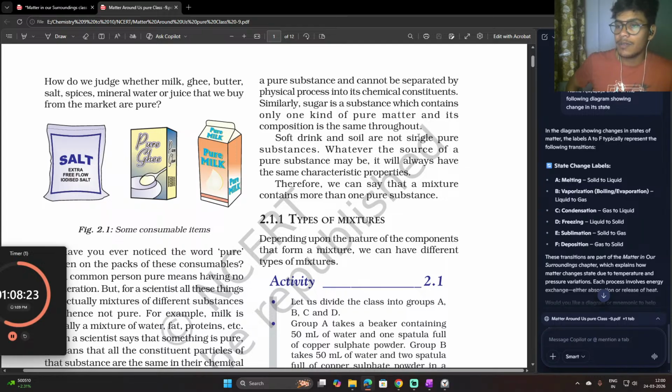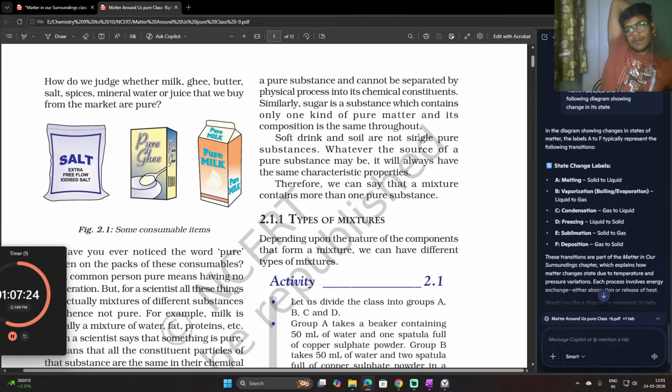Whatever the source of a pure substance may be, it will always have the same characteristic properties. So therefore we can say that a mixture contains more than one pure substance. Sugar contains only one kind of pure matter and its composition is the same throughout. Soft drink and soil are not single pure substances. So we can say that a mixture contains more than one pure substance.